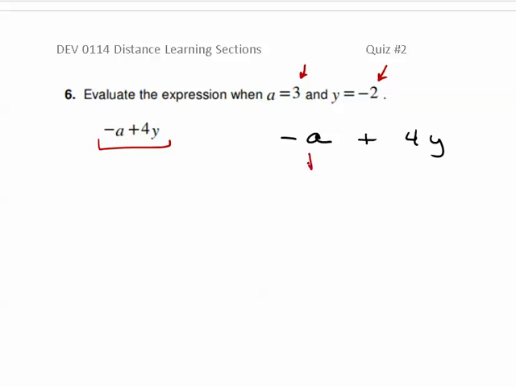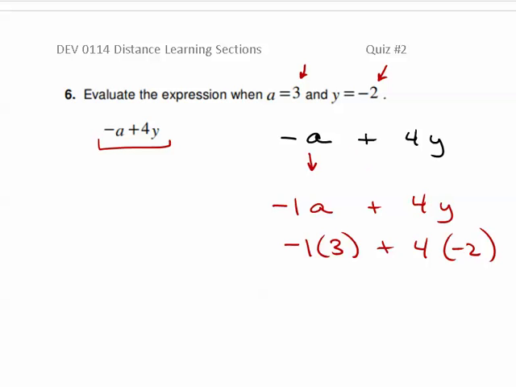Now, anytime you have a negative that's immediately in front of a variable, what you could do is write a negative 1 in front of that, because negative a means the opposite of the value of a. So let's continue. We have plus 4 times y. Now we can substitute. The value of a was given to be 3. The value of y was given to be negative 2.